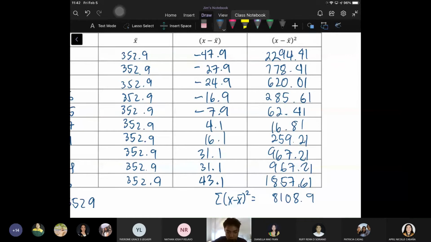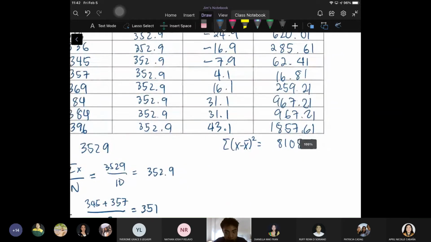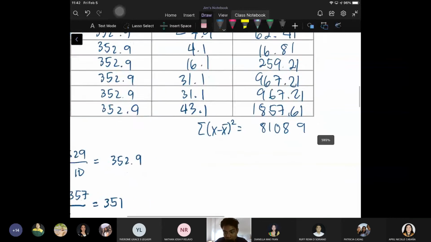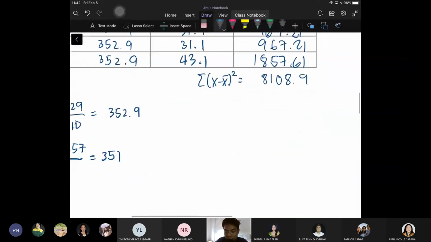Okay, so hopefully you came up with the same answer. So the sum of x minus x bar squared is 8,108.9. Okay, so sana yan din nakuha niyong answer. So since we have the sum of x minus x bar squared na, daming ginawa, no? Yan lang pala kailangan natin. So since we have that already, we can now solve for the standard deviation.